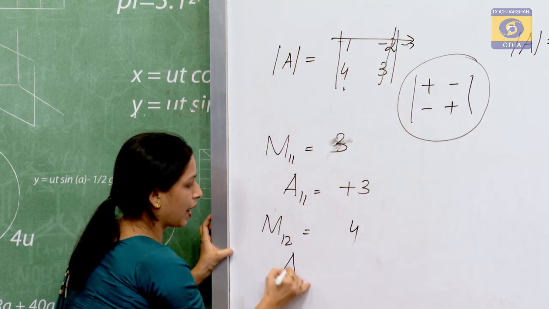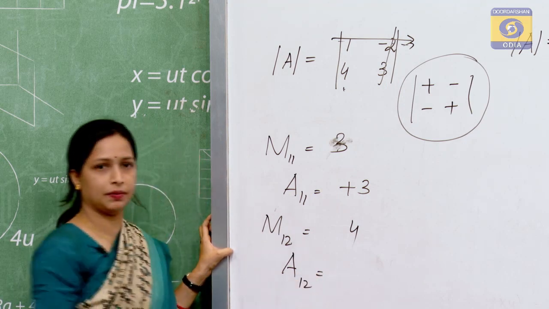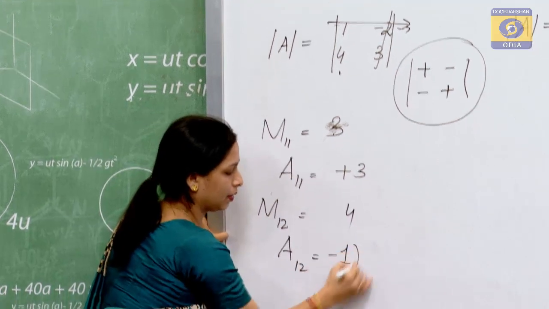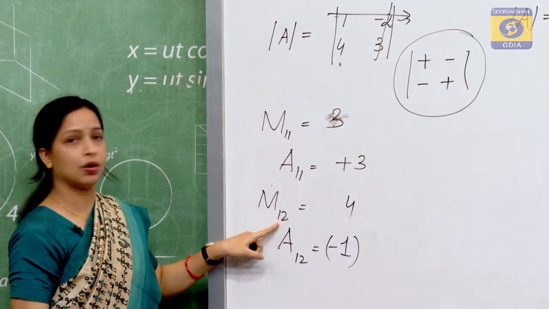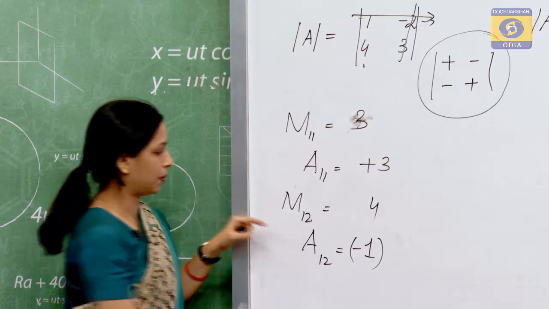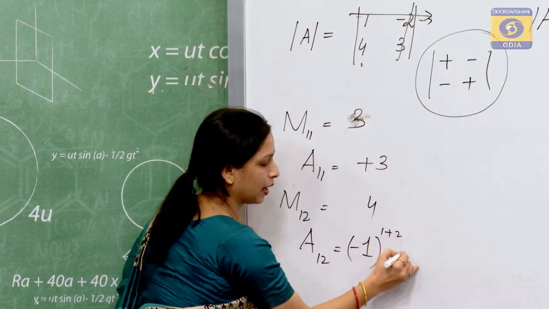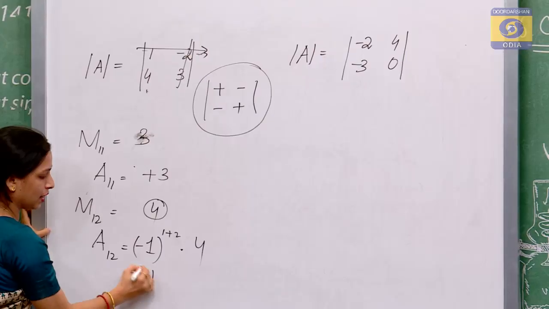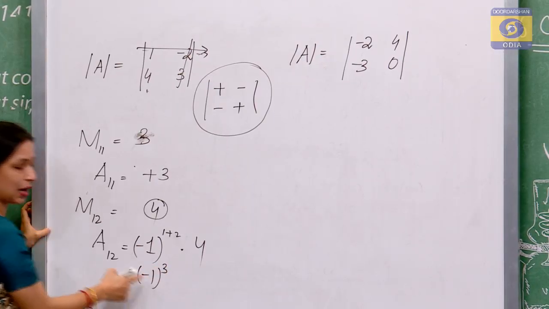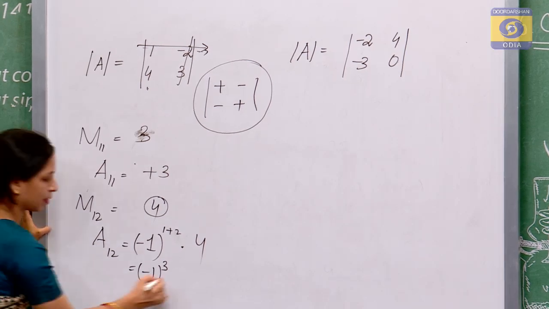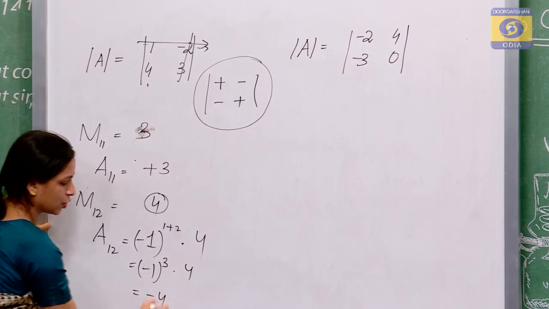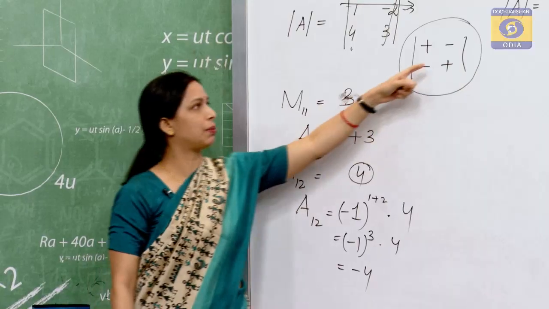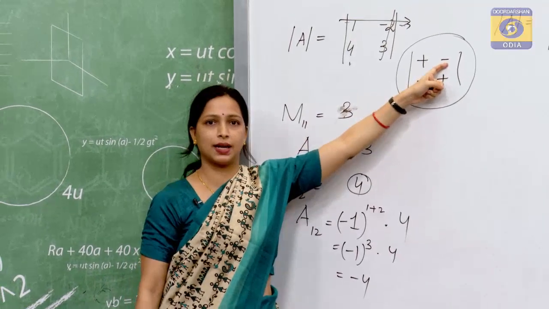Now, how do we find out the cofactor? Minus 1 to the power the row number plus the column number. So, 1 plus 2 into the minor, minor is what? 4. So, minus 1 to the power 3, that means the sign will be minus. So, it will be minus 4, or if we remember the diagram, we know the sign is minus.